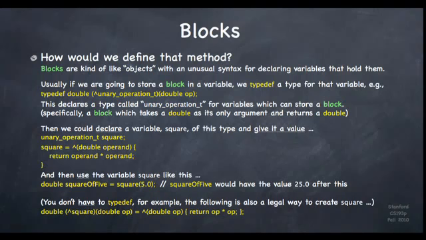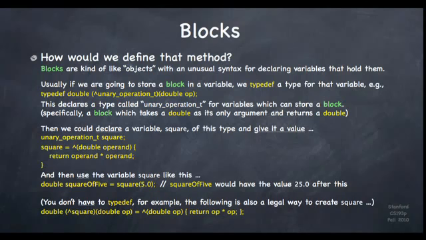And the type of thing it is a pointer or a block, the little caret, you see, a block that takes a double as an operand and returns a double. Okay? So that's what unary_operation_t is. It is a type for a variable that holds a block that takes a double and returns a double. Okay? So now that we have that type, we could define a variable with that type. So I'm going to define a variable called square, which is of type unary_operation_t. You see where I did that there?